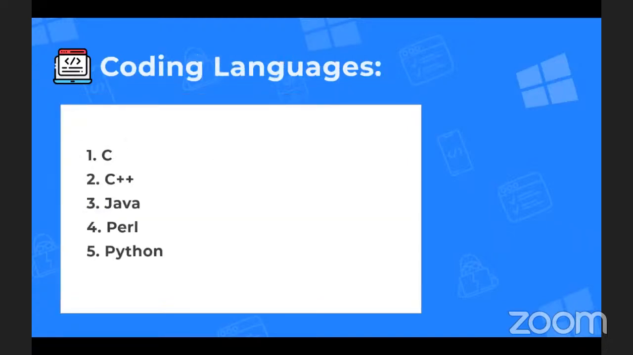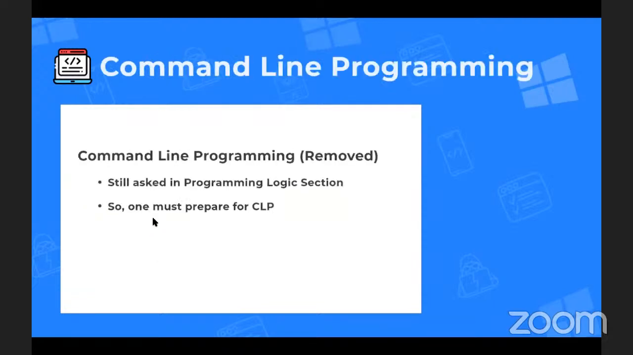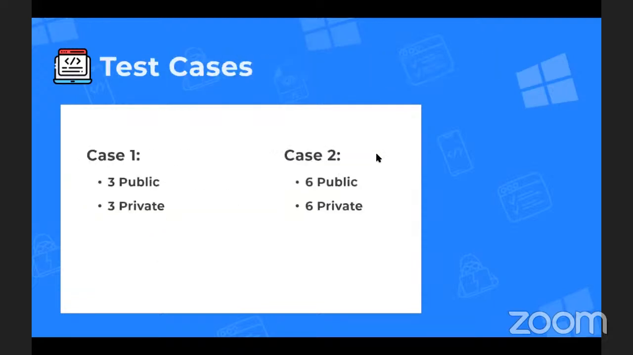Now let's begin. What are the coding languages that you can use in TCS? C, C++, Java, Perl, and Python. However, according to me, there are three languages: C, C++, and Java. Do not make the mistake of using Perl and Python, even if you know them. Now, I'll tell you the reason why.